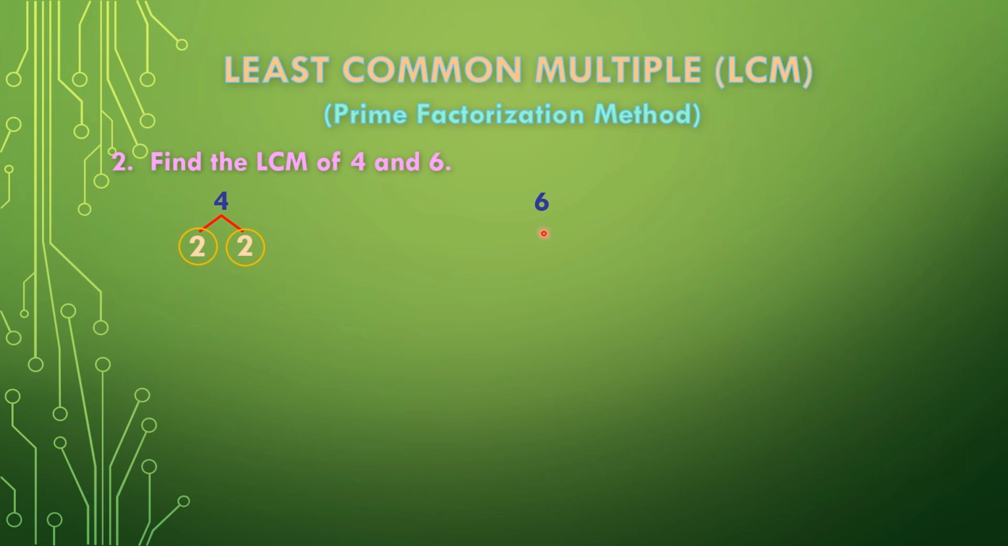Let's move on to 6. 2 times 3 is equal to 6. We stop right here because 2 and 3 are already prime numbers. Let's encircle the prime factors.